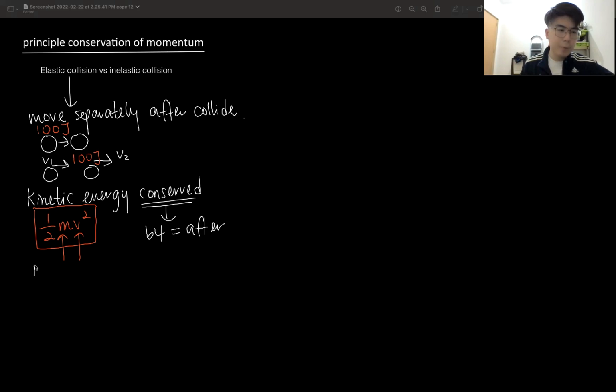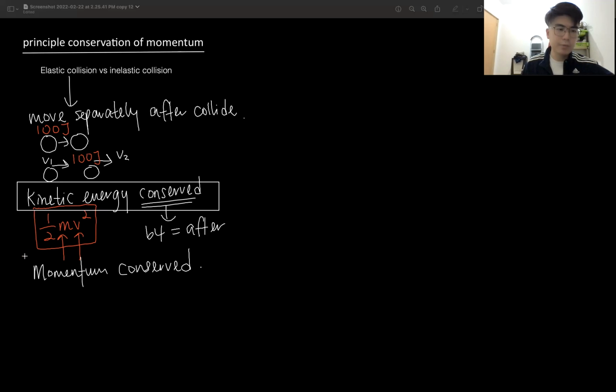What about momentum? Momentum is conserved. Two things: kinetic energy is conserved and momentum is conserved for this elastic collision. Okay, now moving on to inelastic collision.